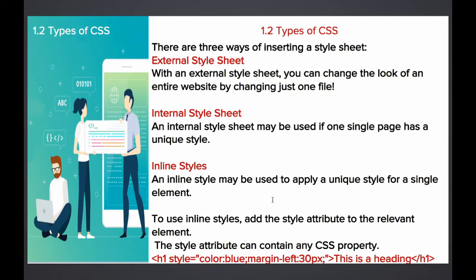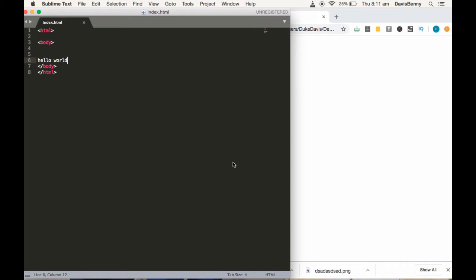Coming to the section 2, types of CSS. There are 3 ways of inserting a style sheet. Type 1, inserting as an external sheet. This is the professional way of doing styling for a web page. And with an external style sheet, you can change the look of an entire website by just changing one file. Okay, we will see an example of external style sheet.